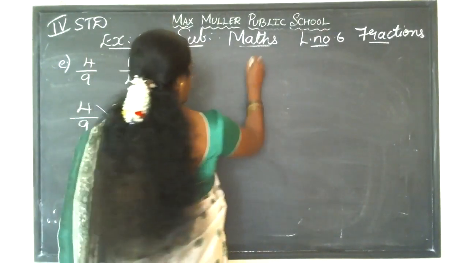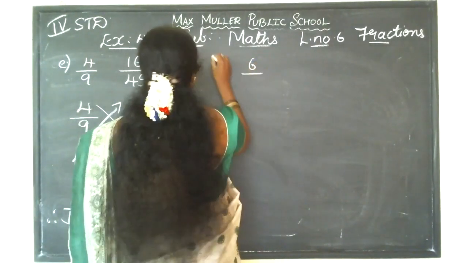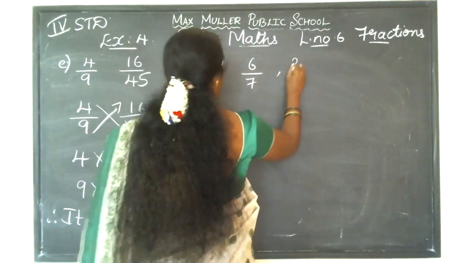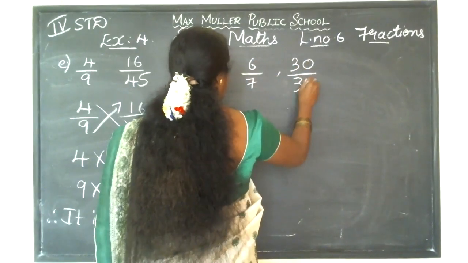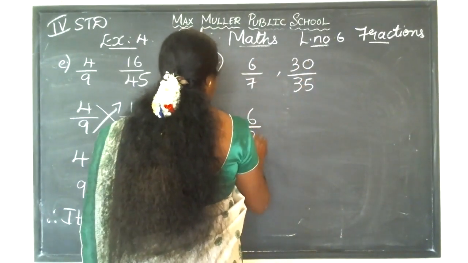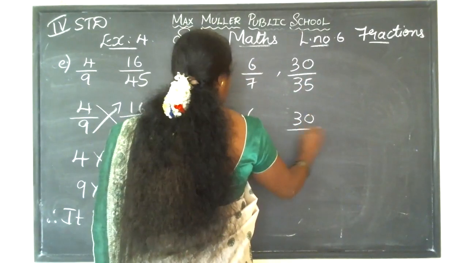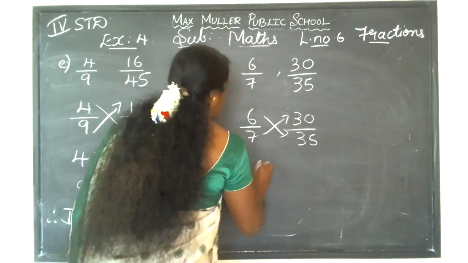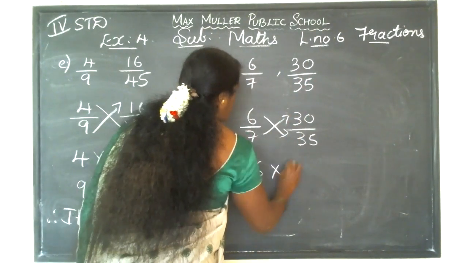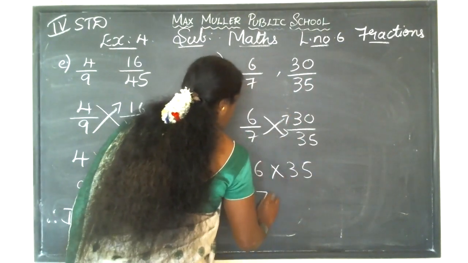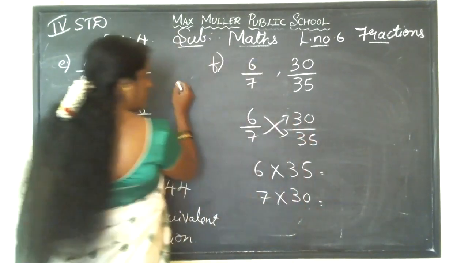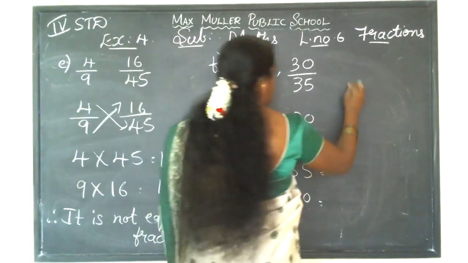6 by 7, 30 by 35. 6 by 7, 30 by 35. Do cross multiplication. 6 into 35, 7 into 30. So I'll do it here.